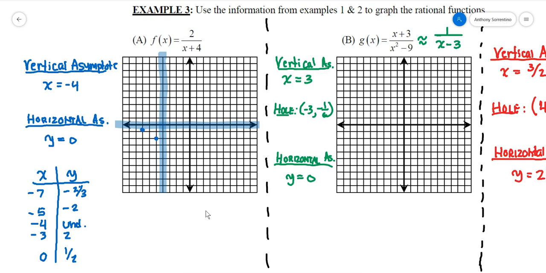-3, 2 is about here. And 0, 1/2 is about here. So the graph overall would look like this. Now, if it looks like you're touching your asymptotes, that's okay. Just don't cross through them unless you see evidence to suggest you should. But generally, that's what the graph is going to look like.